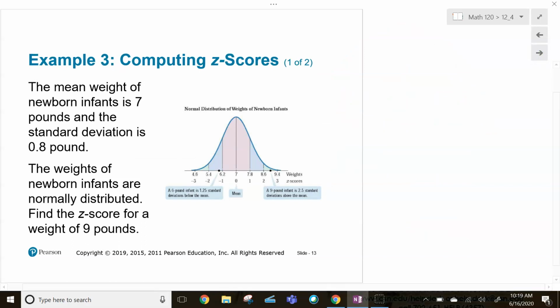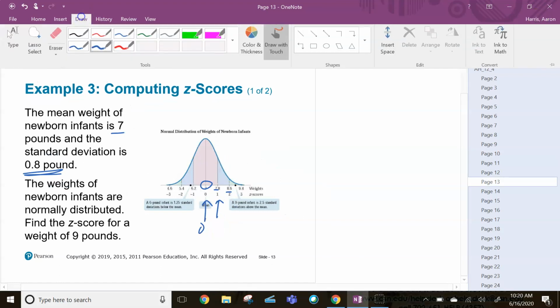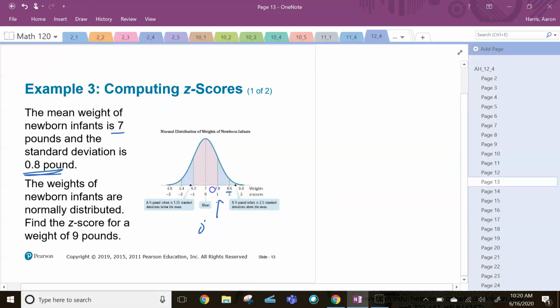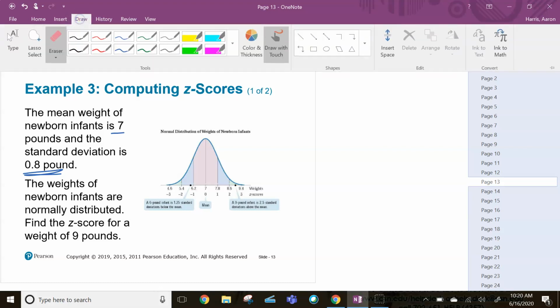The mean weight of newborn infants is 7 pounds. You see the 7 right there in the middle. And then it goes up by 0.8 for every standard deviation. So 7 plus 0.8 is 7.8. 7.8 plus 0.8, 8.6, and so on, right? So there's our Z-scores right there. That's a Z-score of 0, a 7.8 is a Z-score of 1, and so on. So find the Z-score for a baby that weighs 9 pounds.